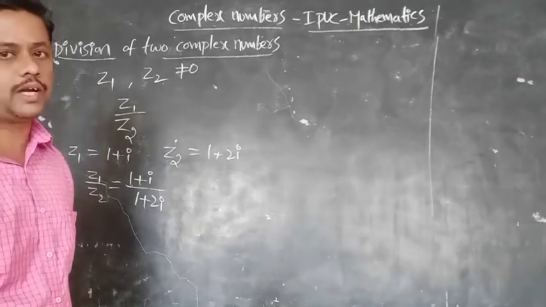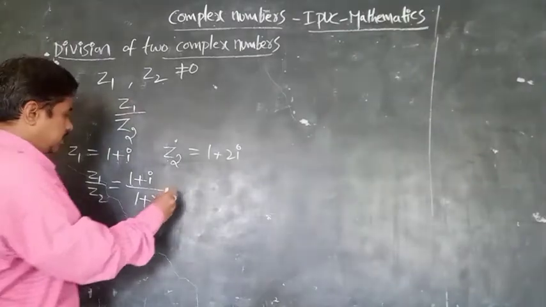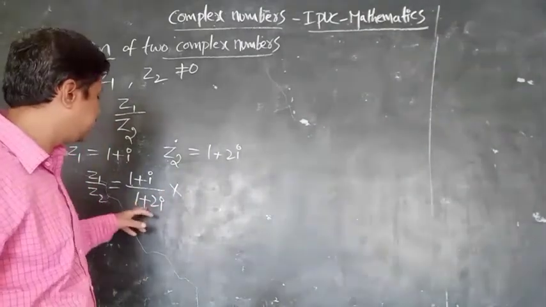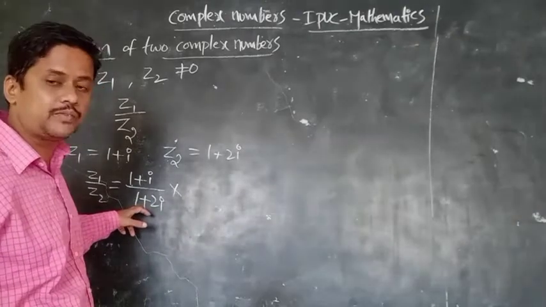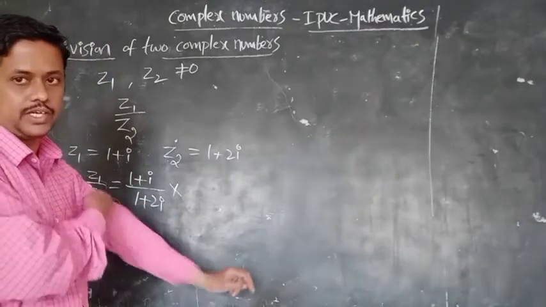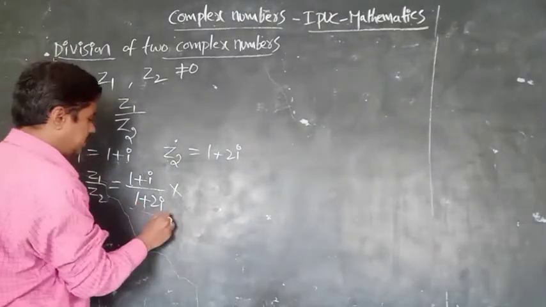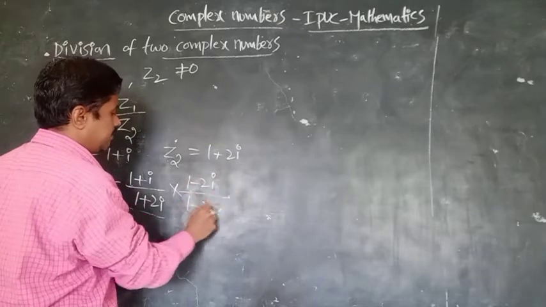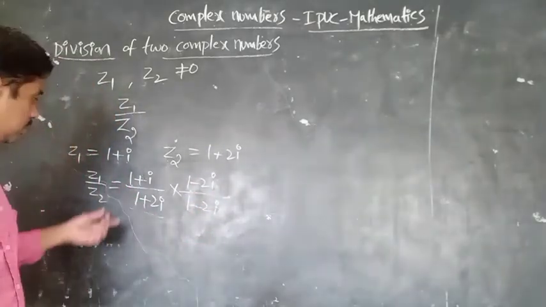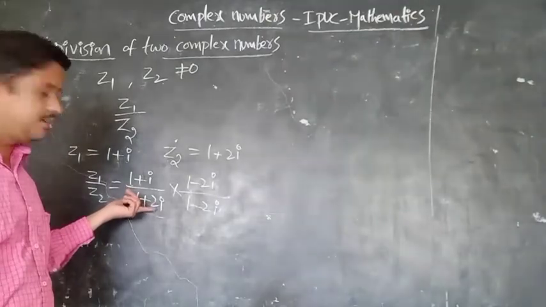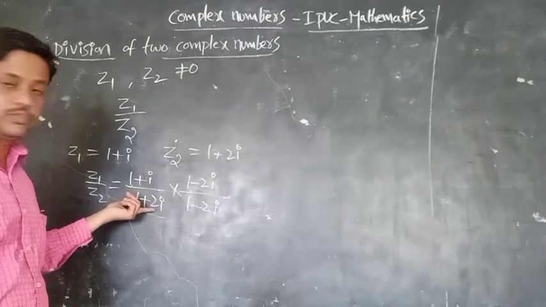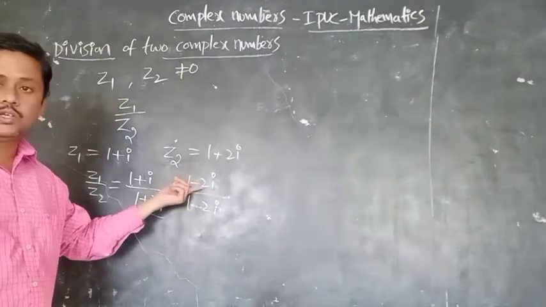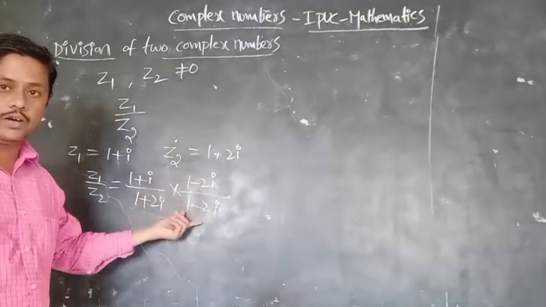How will it be converted into a plus ib form? We multiply and divide by the conjugate of the denominator. We already discussed the conjugate. What is the conjugate of the denominator 1 plus 2i? The conjugate is 1 minus 2i. So I have to multiply and divide by that, 1 minus 2i.